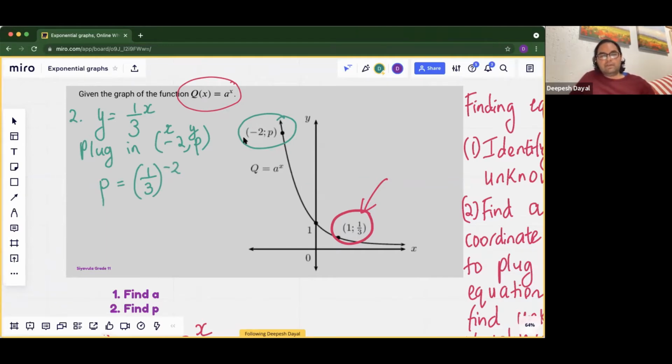Who's got an answer for me? What is P? We've got a third to the power -2. What is the value of P? Anybody has an answer? Adam's given me an answer. What about the others? A lot of you are saying 9, 9, 9, 9. That is indeed the correct answer. So P equals 9. So here we've got -2 and 9. Well done, everybody. Great.